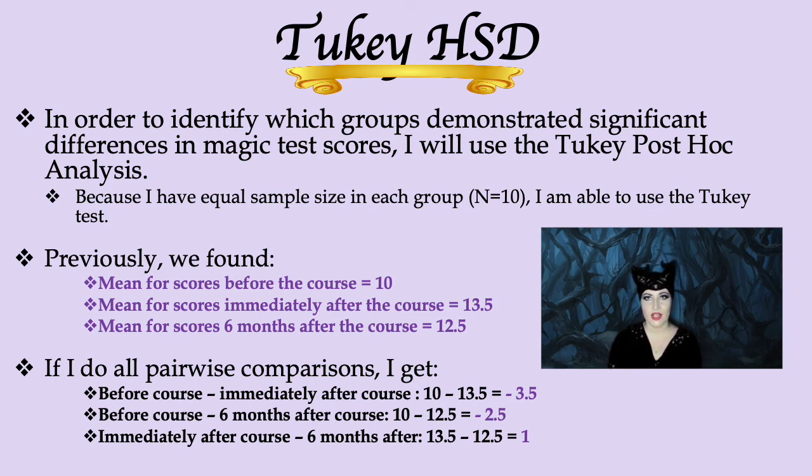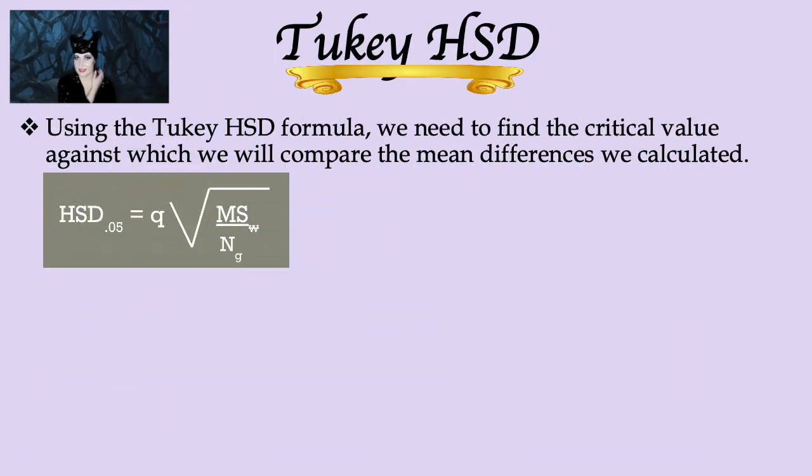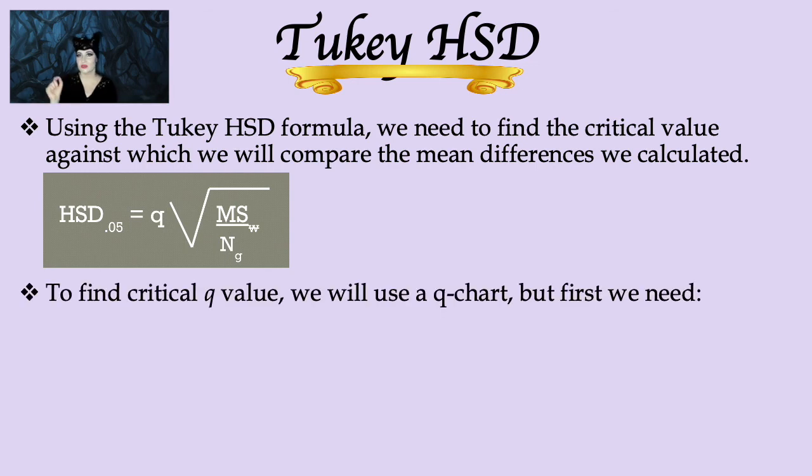I'm going to compare the average from before the course to immediately after the course, and I get negative 3.5 as a difference. Then I'm going to compare the scores before the course minus the scores 6 months after the course, and I get negative 2.5. And then I'm going to compare the scores immediately after the course to 6 months after, and I get a difference of 1.